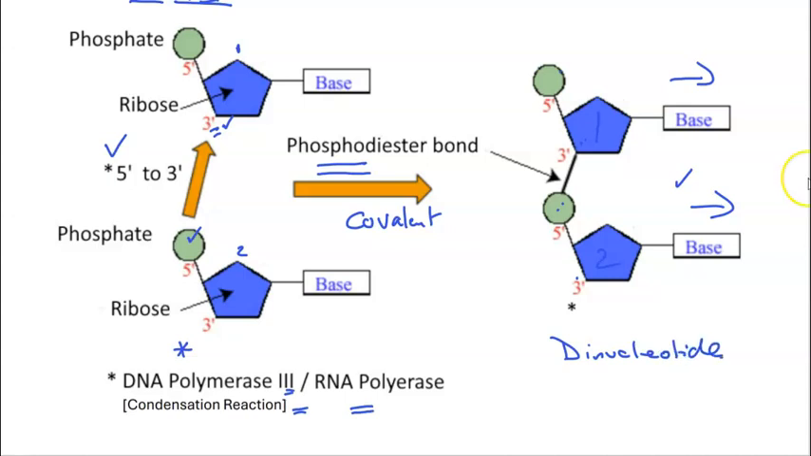and any subsequent additions will occur at this position here. So if we have a third nucleotide coming in, it will be attached 5' to 3' at this position here. So number 3 nucleotide would add at this point, not at this point here.